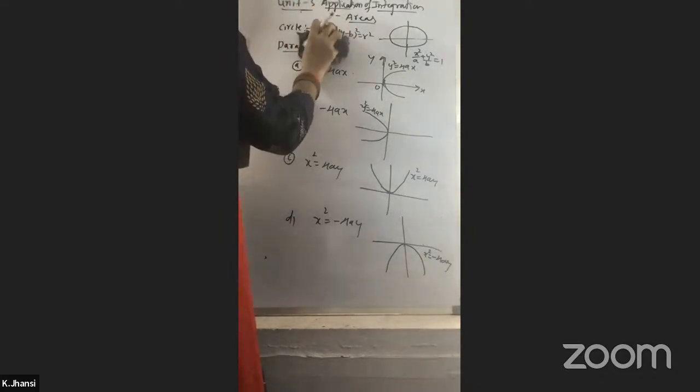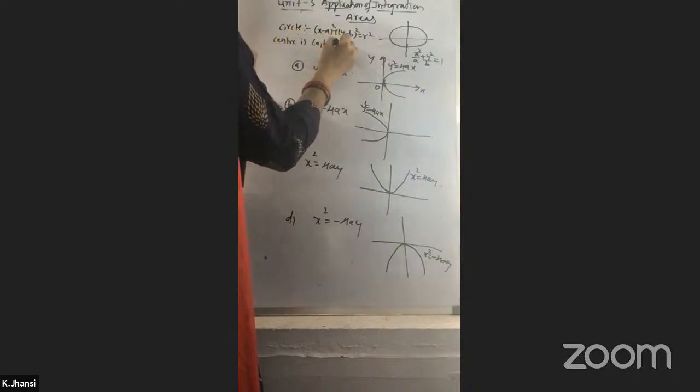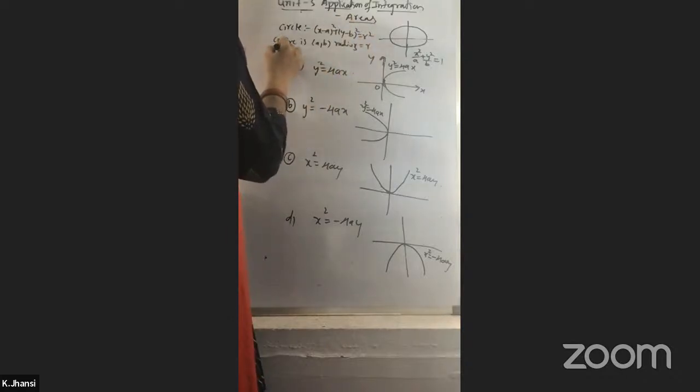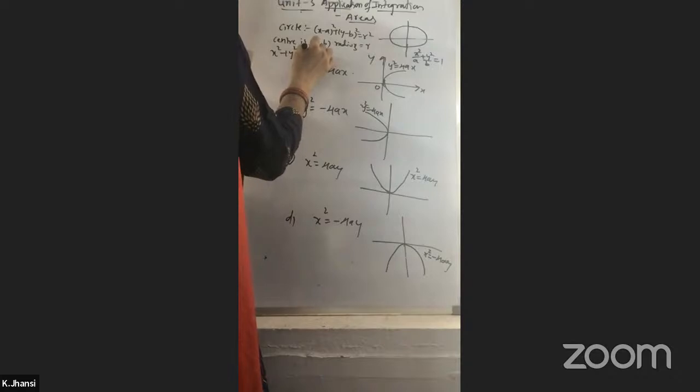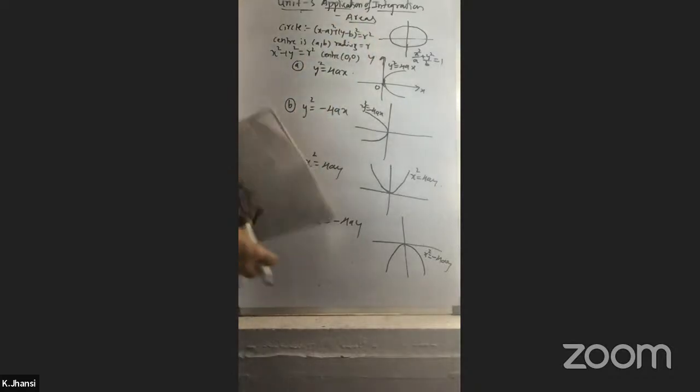Here the center is a comma b and the radius equals r. And if it is x square plus y square equals r square, then the center is 0, 0, that is, it is at the origin and the radius is r. So these figures are the important ones. We'll deal with them in the areas. We'll see one example problem on this.